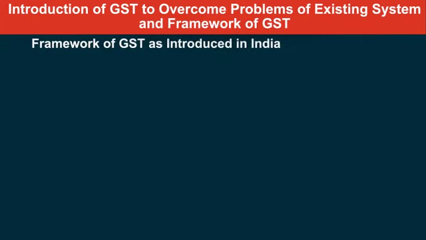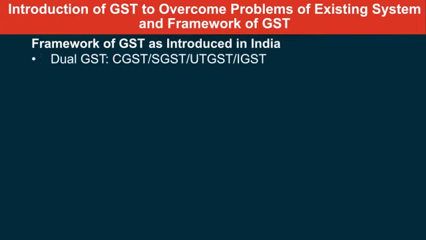Framework of GST as introduced in India. In India, there is a concept of dual GST. That means the Government of India has segregated GST into two categories: GST for interstate transactions and GST for intrastate transactions. When a person is selling a product locally, that is within the same state, or providing services in the same state, then CGST and SGST are applicable. For union territories, UTGST is applicable.